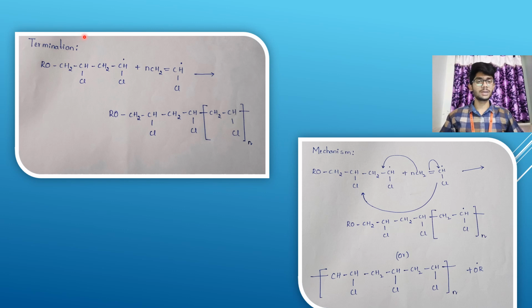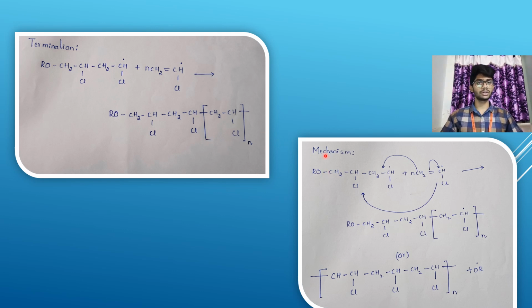Our last step in the polymerization is the termination step. In the termination step, the product of the propagation step, that is RO-CH2-CHCl-CH2-CHCl, reacts with n number of monomers of vinyl chloride, and it gives the product RO-CH2-CHCl-CH2-CHCl and CH2-CHCl, this of n number, that is n number of monomers of vinyl chloride.